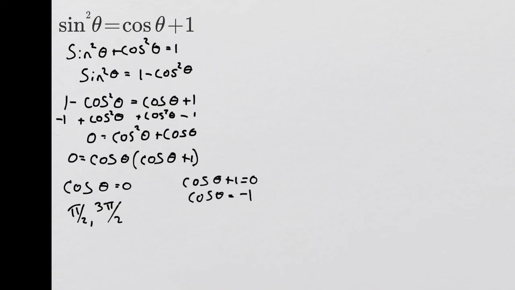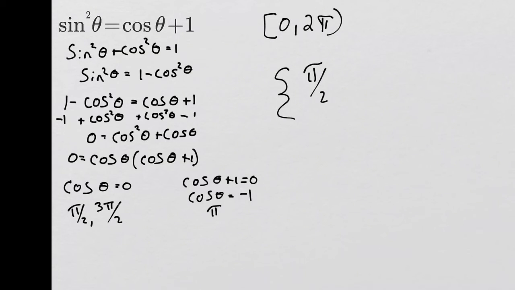Over here, we're going to go ahead and isolate cosine theta by itself. We'll get cosine theta equals negative 1. Well, if you look on your unit circle, cosine theta equals negative 1 only happens at one spot, which is pi. So if we're given an interval from 0 to 2 pi, and we don't include 2 pi, we're only going to have 3 answers for this. The answer choices will be pi over 2, 3 pi over 2, and pi.